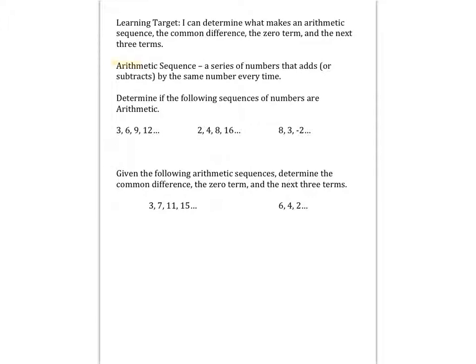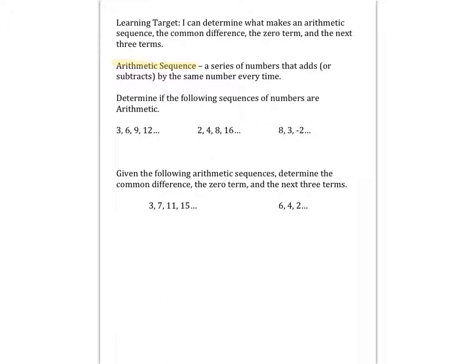I'm going to highlight that word there because we're going to talk about arithmetic and then another type of sequence in the next few lessons. Okay, so let's look at determining if the following sequences of numbers are arithmetic. And remember, from the definition, this is a series of numbers that adds or subtracts by the same number every time. So let's look at this first example.